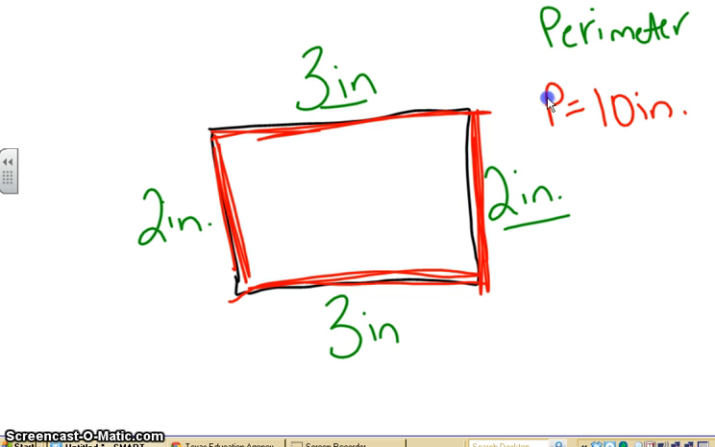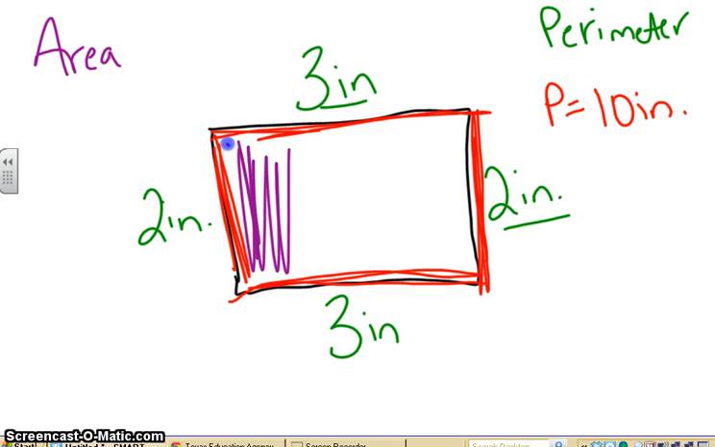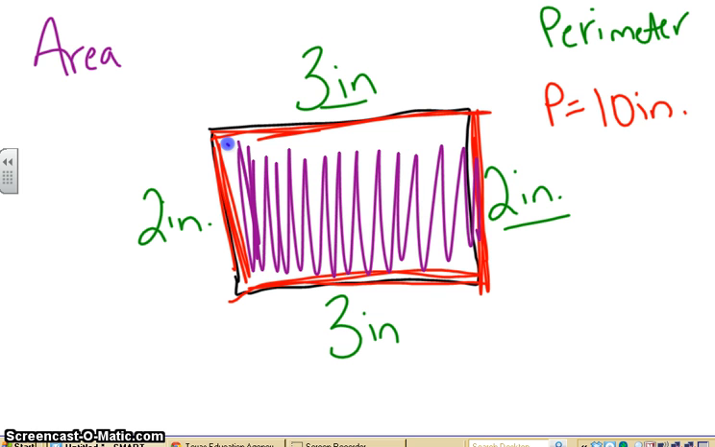Remember that we always write the measurement with the number. We never just write the number down, because otherwise I won't know what measurement you're using and you're going to get it wrong in class. So 10 inches is my perimeter. Now, using this exact same figure, what if I wanted to find the area? What if I wanted to find all this space in here?